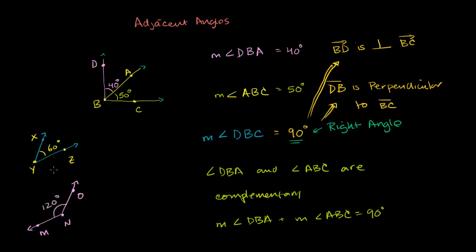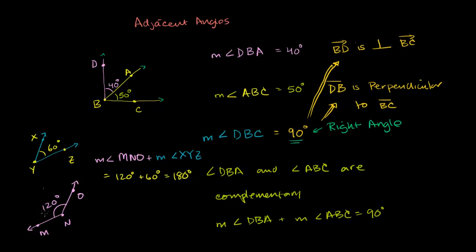So if you were to add the two measures of these, let me write this down. The measure of angle MNO plus the measure of angle XYZ is equal to 120 degrees plus 60 degrees, which is equal to 180 degrees. So if you add these two things up, you essentially are able to go all halfway around the circle, or throughout the entire half circle or semicircle for a protractor.